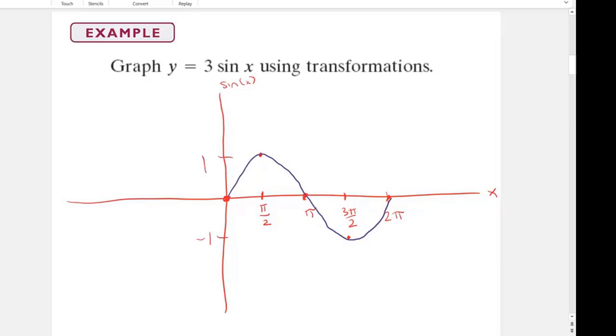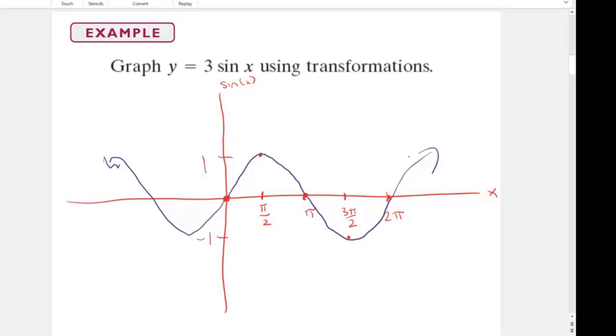And again, it would continue on in both directions. So it's not stopping, but we're just going to work with 0 to 2 pi just for ease. Now I have my sine graph, and I just did it exactly like I did before. I found the sine of each of those angles. And then what does that 3 do?